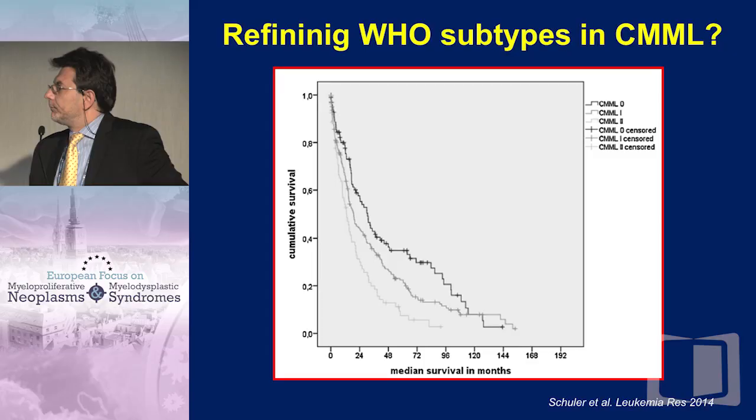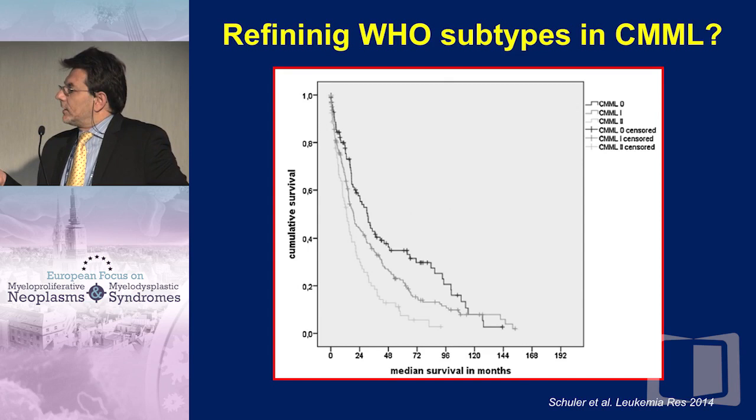This is based only on blasts in the bone marrow and the peripheral blood, and this is because of the association of the high percentage of blasts with the worst prognosis that is very well known. But now, this subclassification of CMML1 and CMML2 is also under debate.